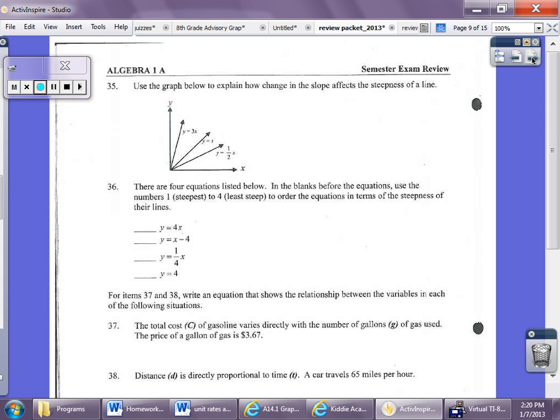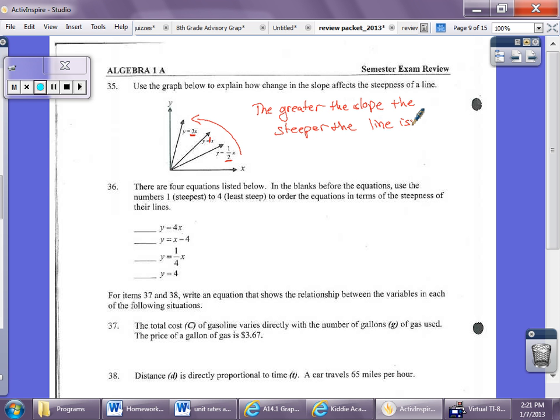35. Use the graph below to explain how the change in slope affects the steepness of a line. Well, when we look at this, we have a half, and this is 1x, then 3x. These are going up, and the slope is going up. So the greater the slope, the greater the steepness. So the greater the slope, the steeper the line. So as the slope increases, the line will become steeper.